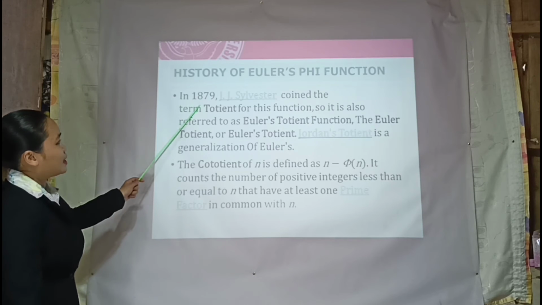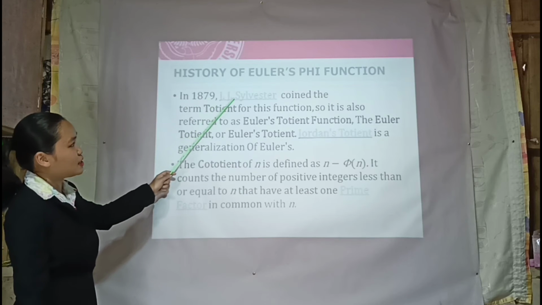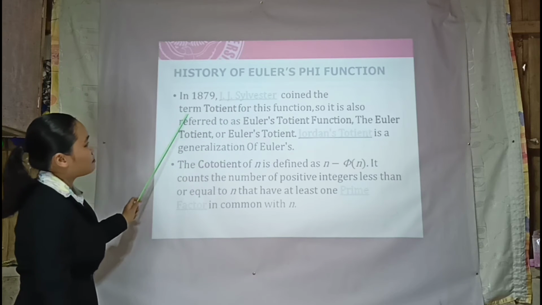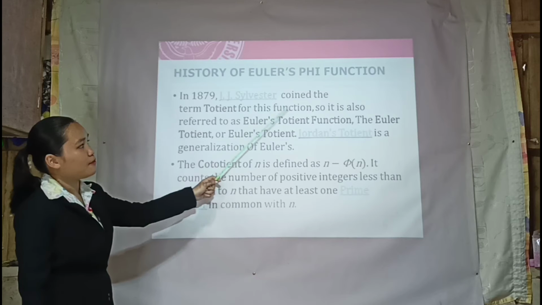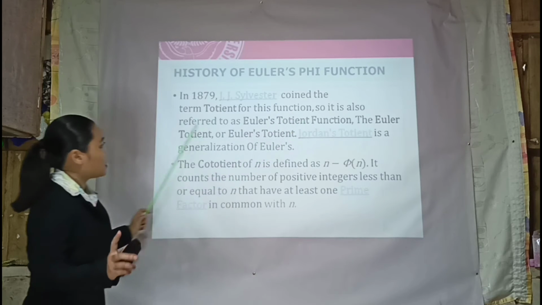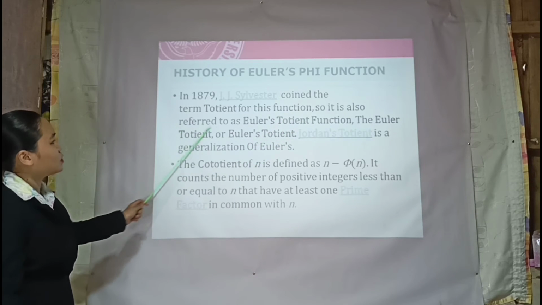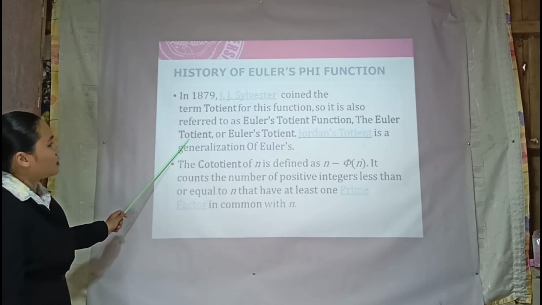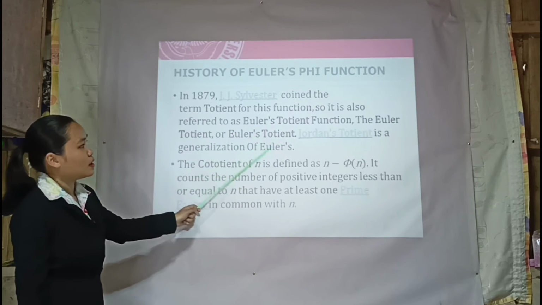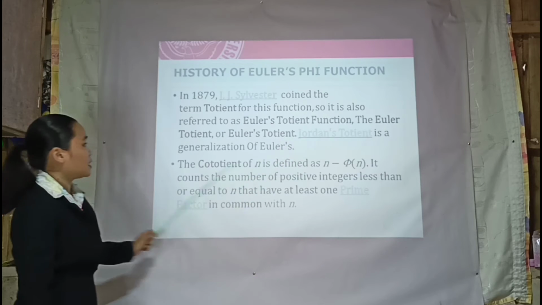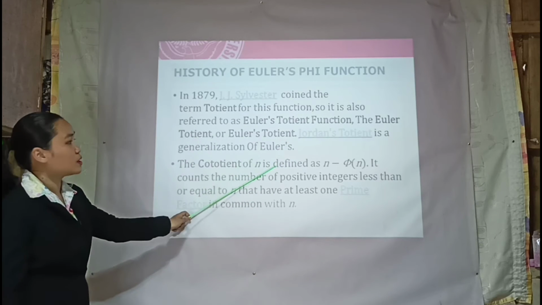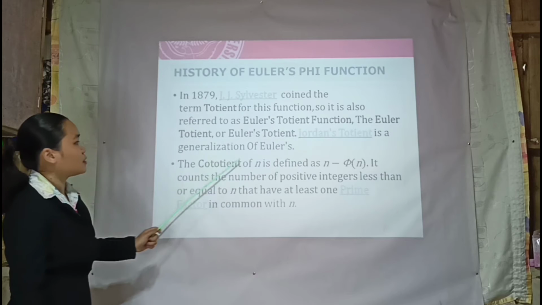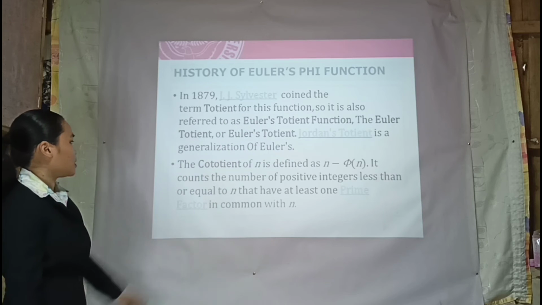In 1879, J.J. Sylvester coined the term totient for this function, so it is also referred to as Euler's totient function, the Euler totient or Euler's totient. Jordan's totient is a generalization of Euler's. Jordan studied the Euler's phi function.